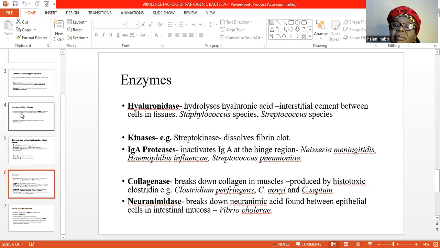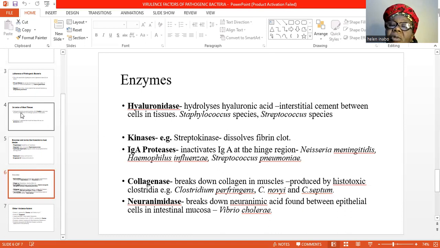They have collagenase. Collagenase is known to break down collagen, which is present in muscles. Collagenase is produced by histotoxic Clostridia, which are known to cause gas gangrene. So these are anaerobic bacteria, and these include Clostridium perfringens, Clostridium novyi, Clostridium septicum.